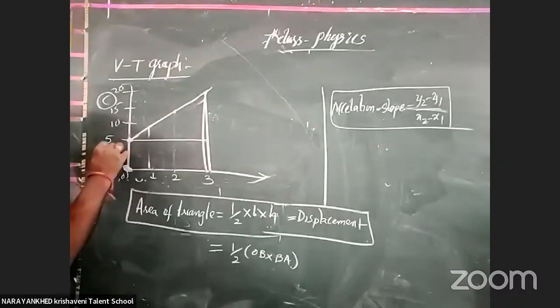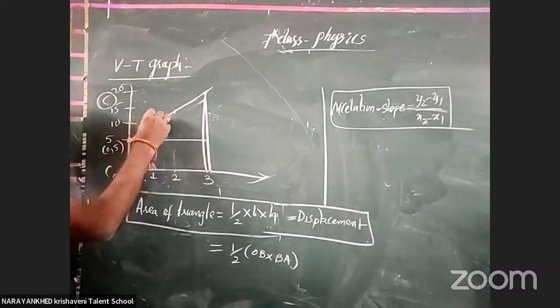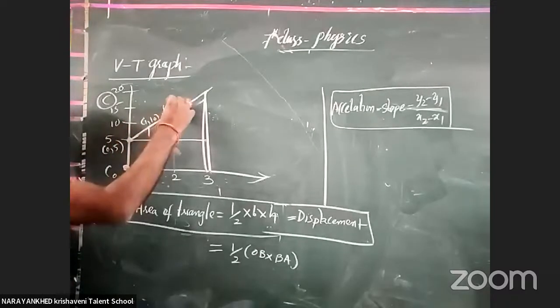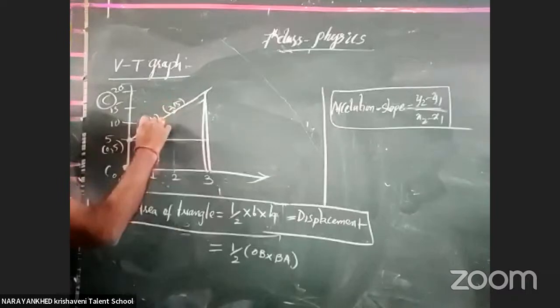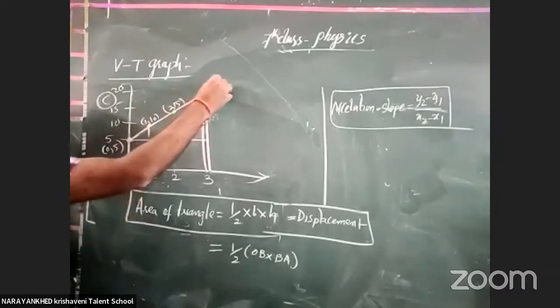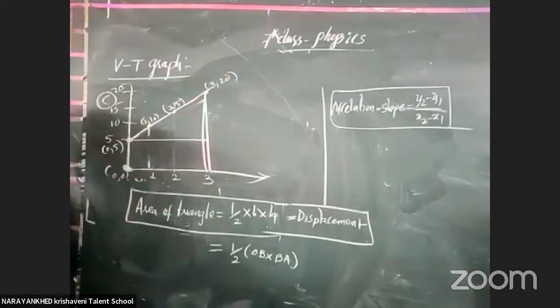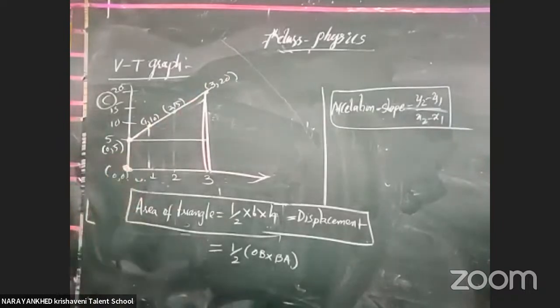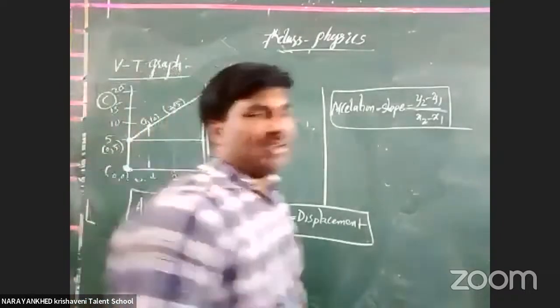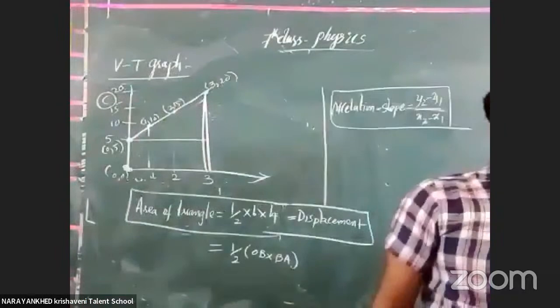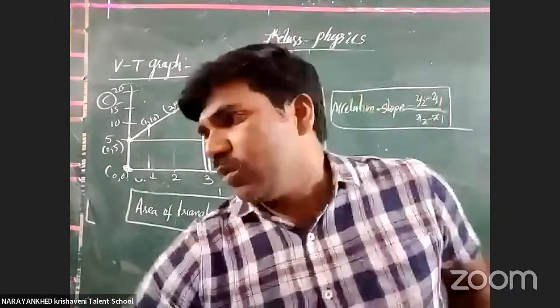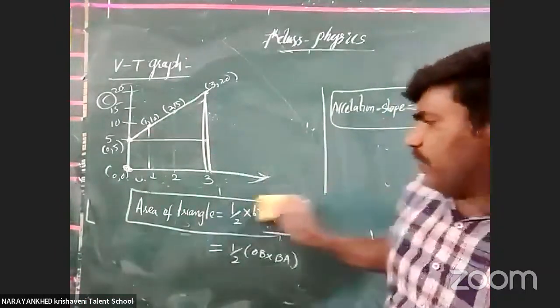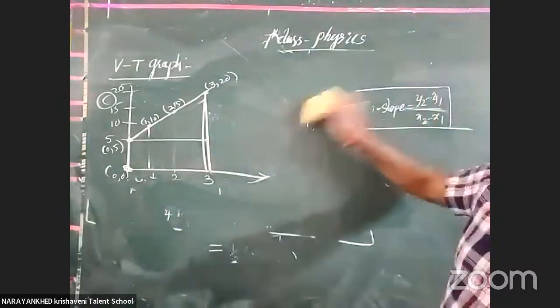what are the coordinates we have here? 0, 5. Okay, 1, 10, 2, 15. Okay, like that we consider. Next 3, 20. Like that you consider in this particular situation, you'll get the acceleration as well as, yes, whatever our displacement.